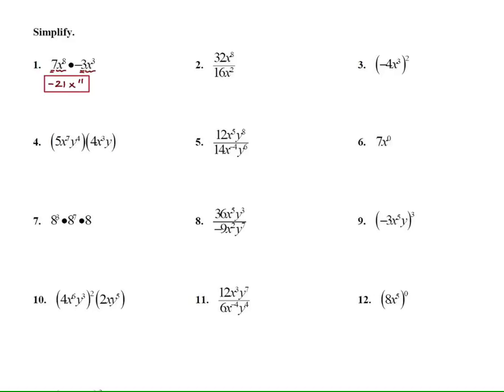As you get more comfortable, you just multiply the coefficients. 7 and negative 3 is negative 21. X to the 8th times x to the 3rd, you add the exponents to get x to the 11th.